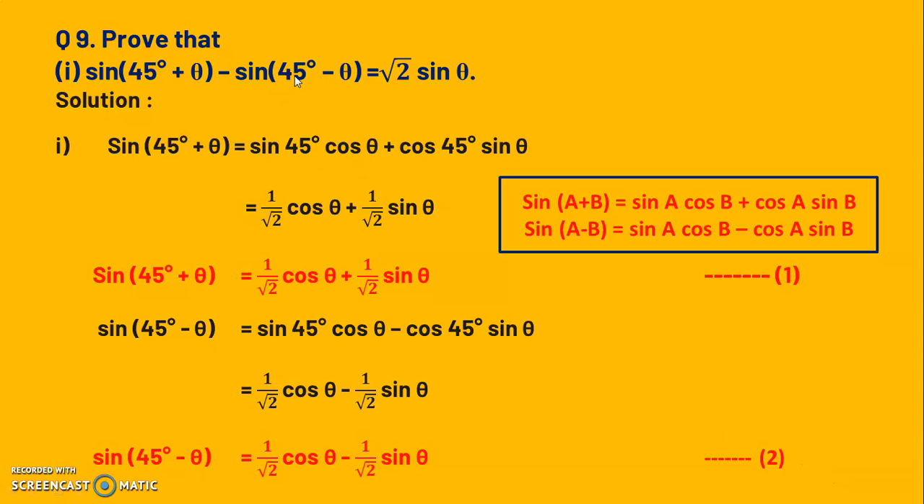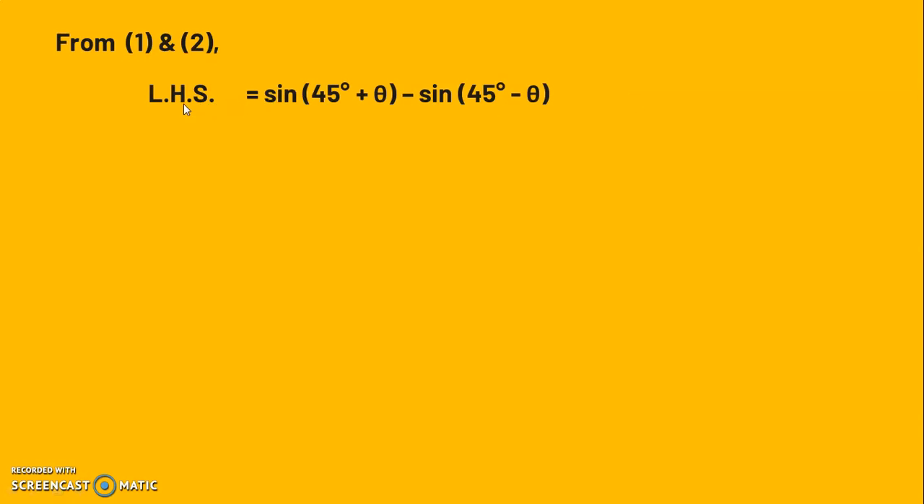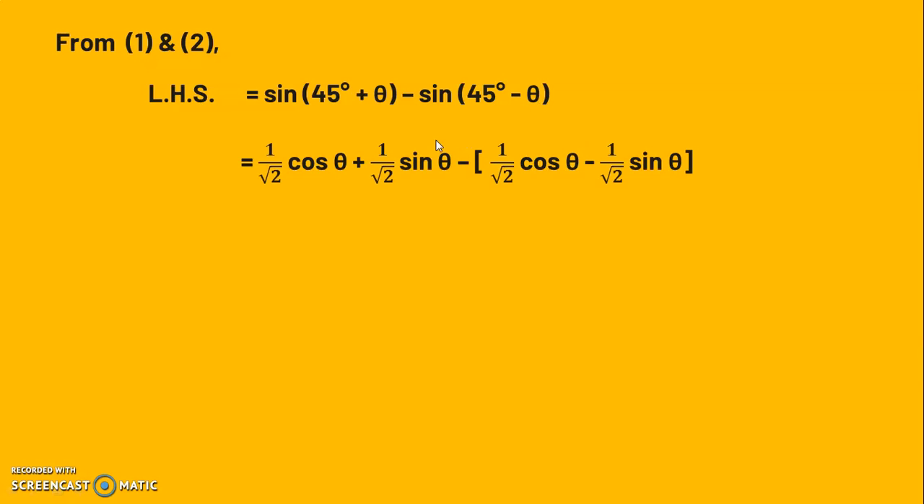So to get the left hand side, what do we have to do? We have to subtract equation 2 from equation 1. Equation 1 is sin(45 degree + theta) and equation 2 is sin(45 degree - theta). If we subtract these equations, we will get the left hand side, sin(45 degree + theta) minus sin(45 degree - theta). Therefore we have to subtract 2 from 1. That is 1 by root 2 cos theta plus 1 by root 2 sin theta minus of (1 by root 2 cos theta minus 1 by root 2 sin theta).